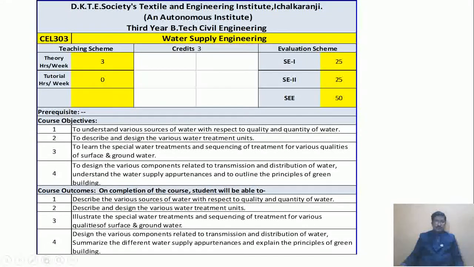So, what are the course outcomes? After studying this particular course, on completion, the students will be able to describe the various sources of water with respect to quality and quantity of water. They can describe and design the various water treatment units. Students can illustrate the special water treatments and sequencing of the water treatment for various qualities of surface and groundwater. Also, they can design the various components related to transmission and distribution of water, summarize the different water supply appurtenances, and explain the principles of green building.